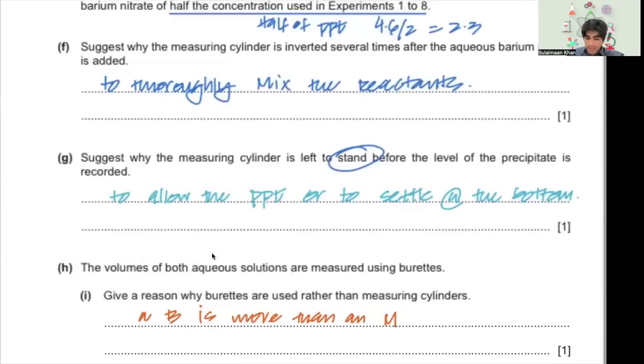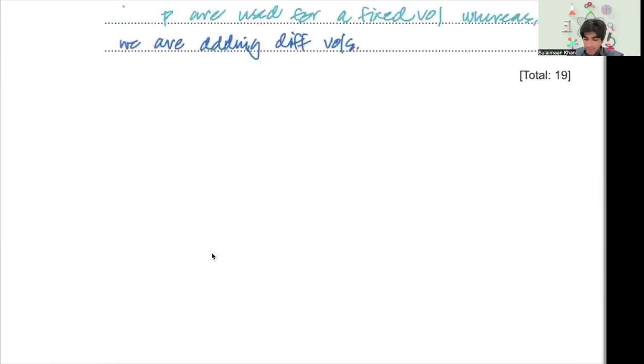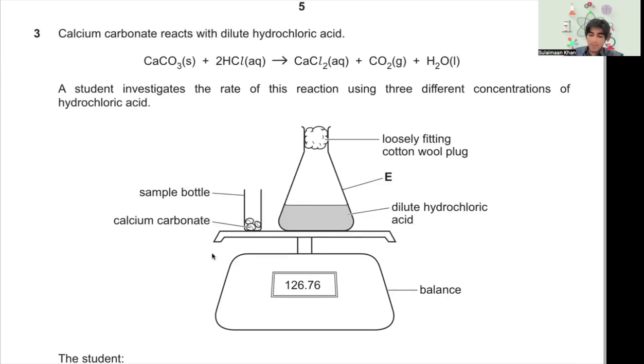Question finished. This was a very unique question. But now let's talk about rate of reaction questions. This will come for question number 2 probably. At the end, I will also do planning questions with you guys.